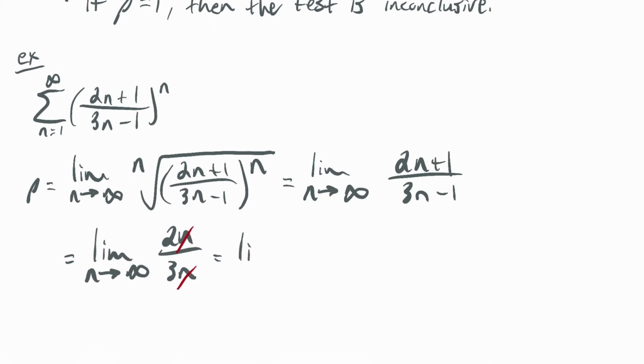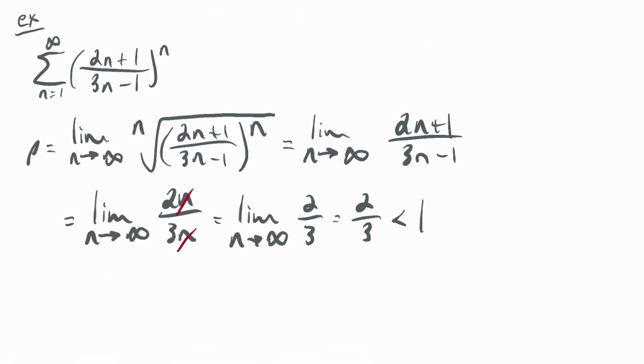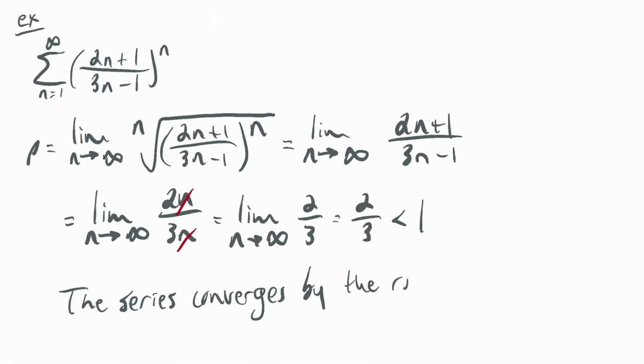So the limit as n goes to infinity of 2/3 is of course 2/3, which is less than 1. So we get convergence. The series converges by the root test. Okay.